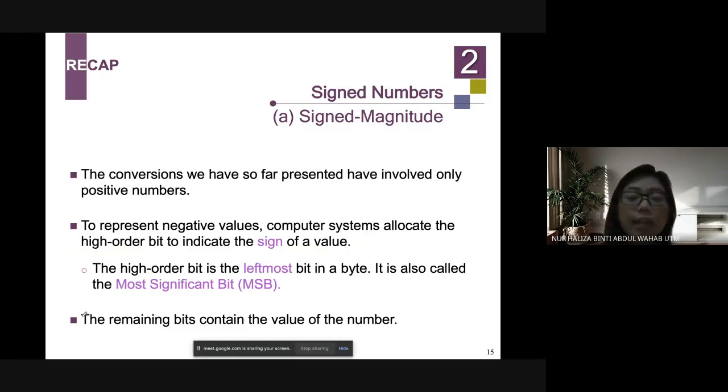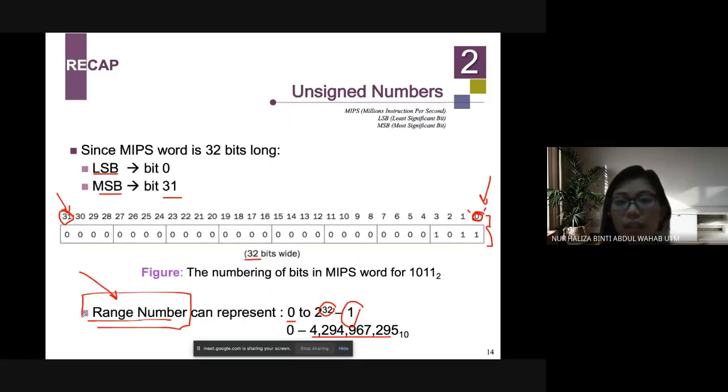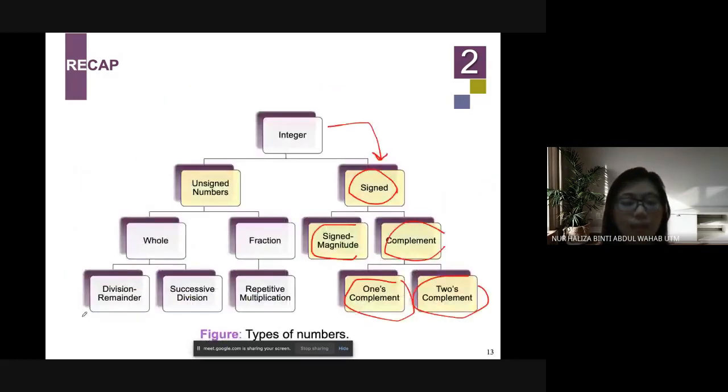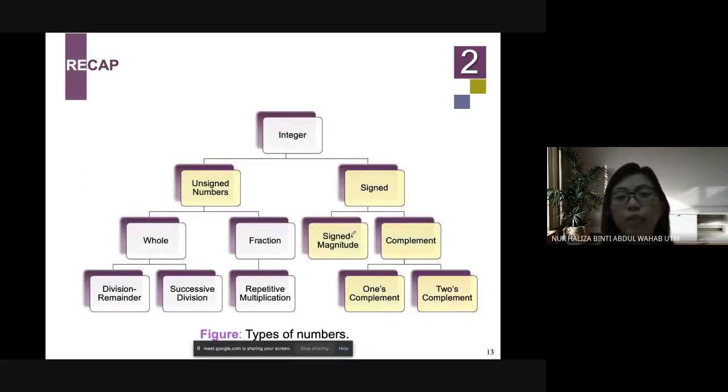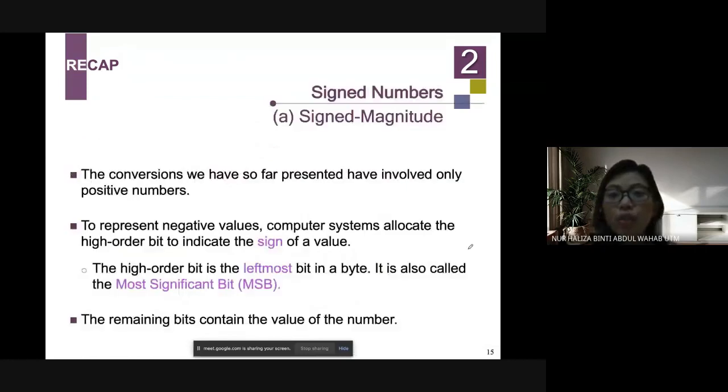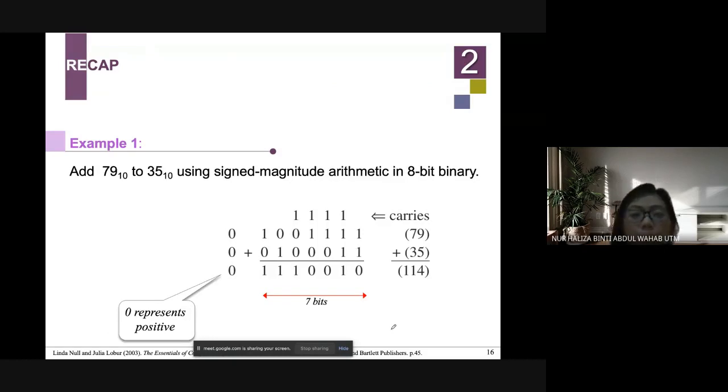Under signed numbers also, as you can see, there are two divisions: magnitude and complement. So now we look into the magnitude. The conversion is the one I already mentioned: the leftmost is the MSB, and the remaining bits are the number. So let's take a look at the example I asked you to do yesterday.